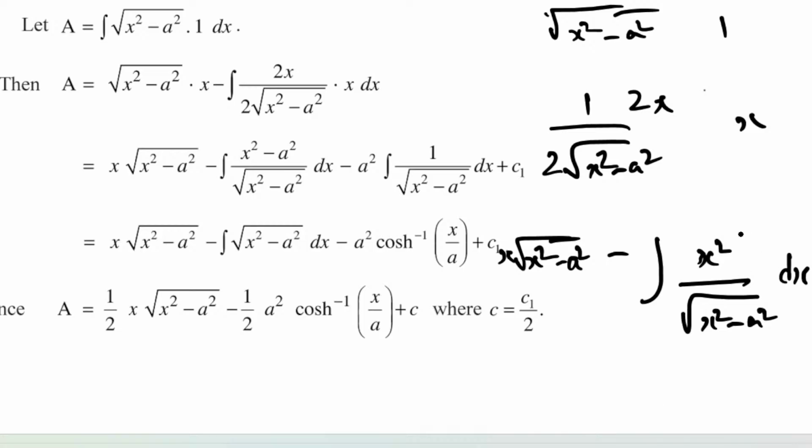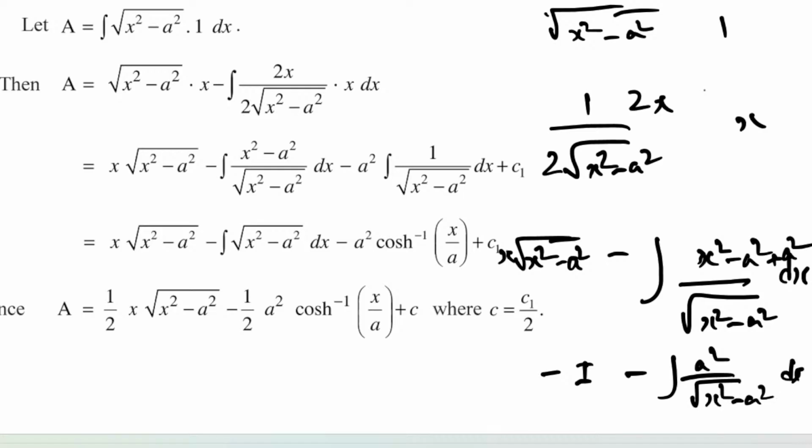Now what we'll do? We want to split in such a way that we'll get again our original integral. What we will do? We will do minus a square plus a square. So this integral will split as minus I minus integral of a square by under root x square minus a square. Right? Agreed? Agreed, sir. This one is minus I, right? x into under root x square minus a square minus I minus a square into this one.